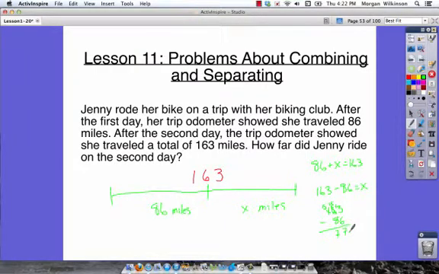We need a unit. She didn't travel 77 light years, she traveled 77 miles. So make sure you put that in your answer. Whenever a word problem requires a unit for your answer, make sure you put it. 77 miles, and we're all done with our first problem.